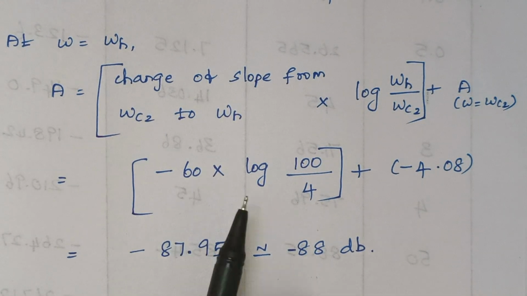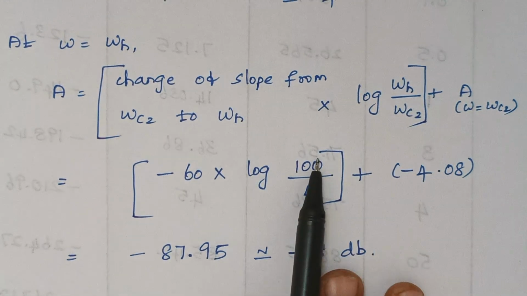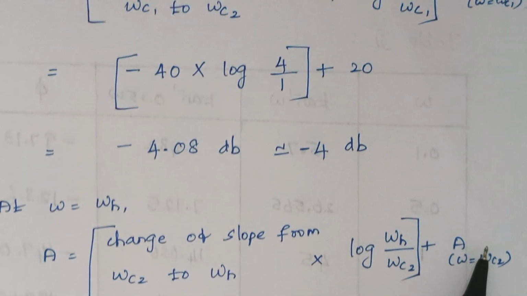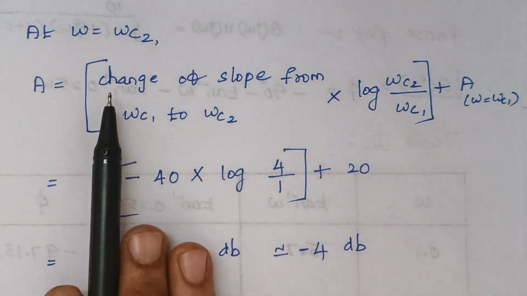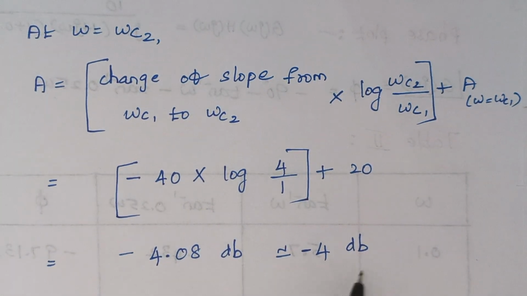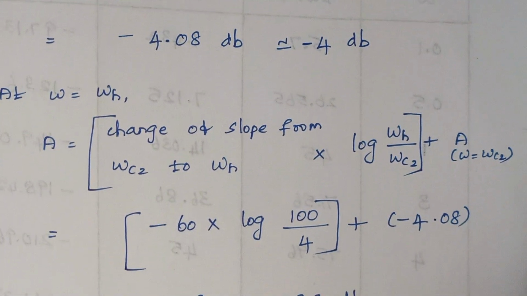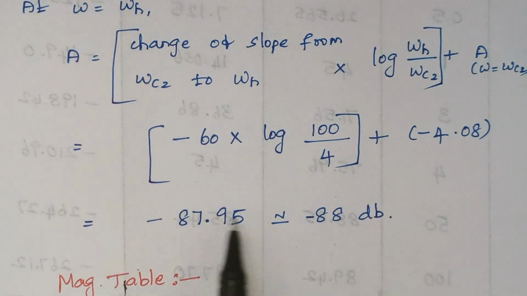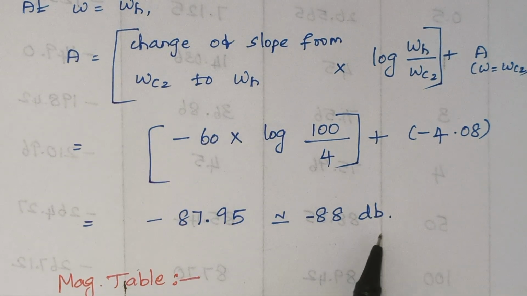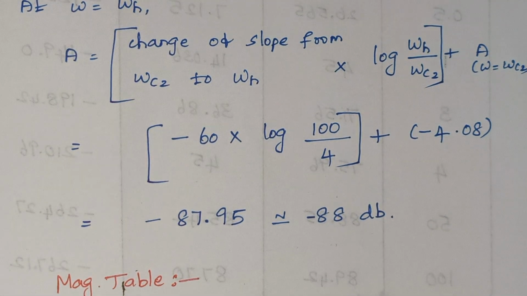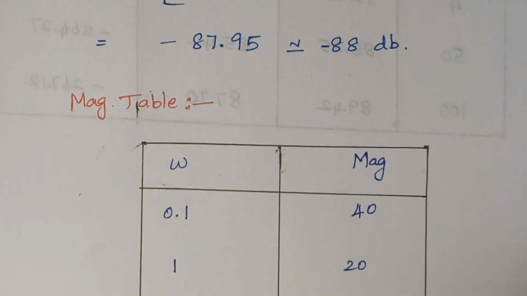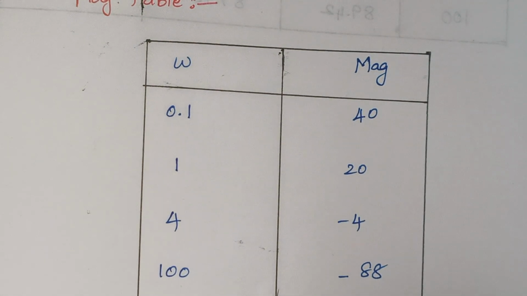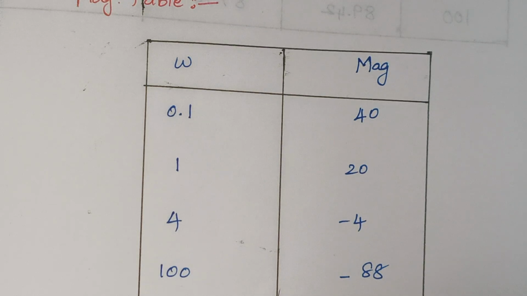So minus 60 into log of omega h is 100 and omega C2 is 4, and the value of A, the previous value, that is at omega equal to omega C2, the value of A is minus 4 dB. So just substitute the value here and finally by solving we are getting the answer as minus 88 dB. For simplification here I had written the magnitude table, that is in the form of a table here, so it will be easy for us to mark it on a semilog sheet.